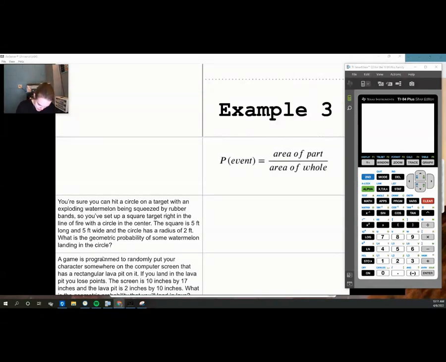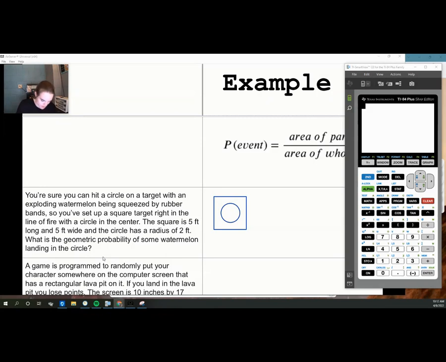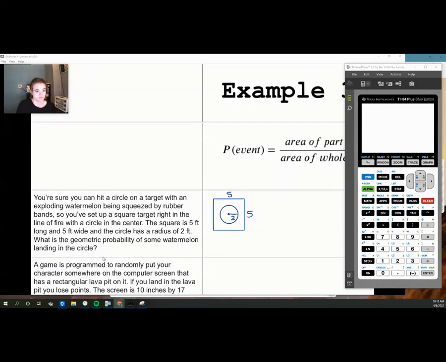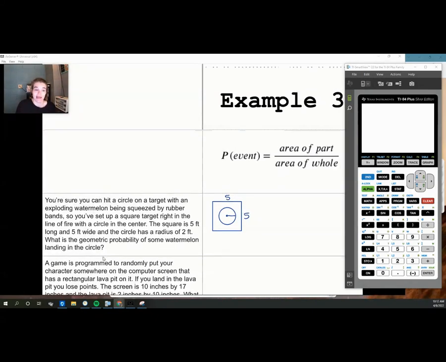All right, so we've got a square with a circle in the middle. The square is 5 feet by 5 feet, and the circle has a radius of 2. So what we're going to do, the area of the part is the area of the circle. We're going to divide that by the area of the whole, which is the square.